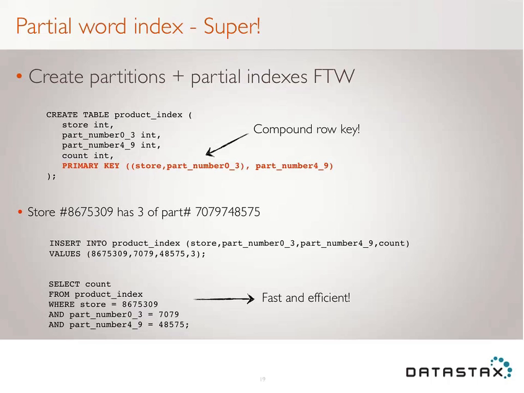So the column name is actually going to be part number digits 4 through 9, so that last 5 digits. But I'm sorry, 6 digits. But now I've gotten a wide row out of that because I have a lot of different parts in there. So when I ask the question here, store 8675309 has 3 of parts 70797485575, I'm going to insert the parts of the numbers together, and then whenever I ask that question, I get that really fast and efficient query. Now I'm going to be able to get exactly what I need within milliseconds, and that's what I'm hoping to do. It's not a scan on the database.